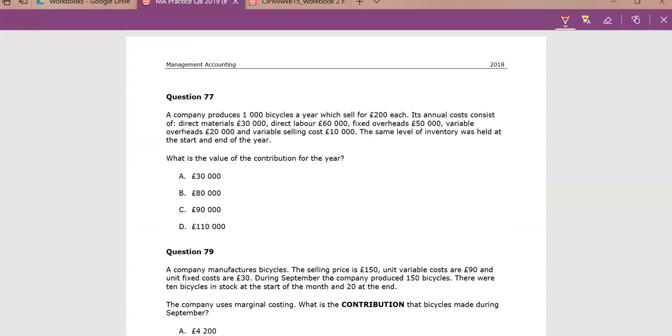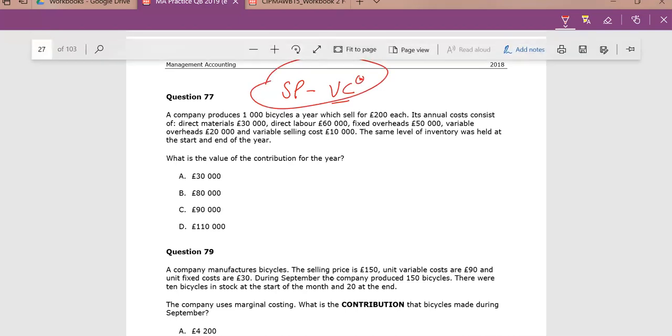And we move into the nice world of contribution. Lovely topic: selling price minus variable cost. Always remember variable cost, ignore fixed. So, value of contribution per year. These people produce 1,000 bicycles, which they sell for 200. So let's find the contribution first. That's the key thing. Annual cost consists of direct materials.